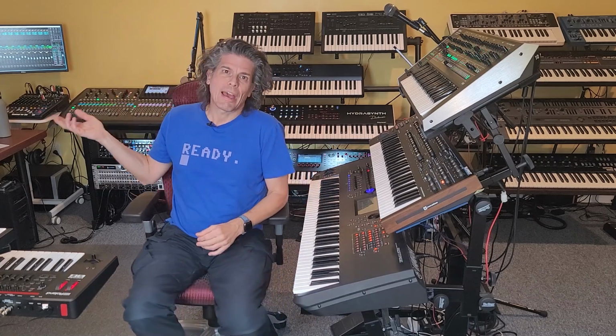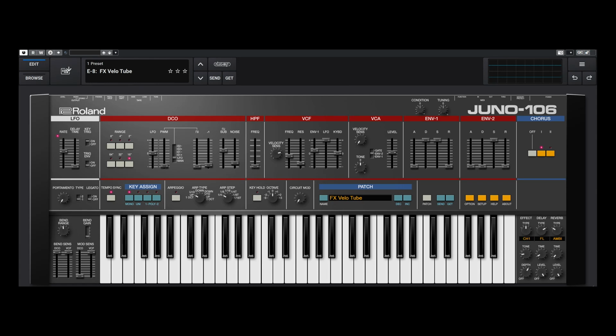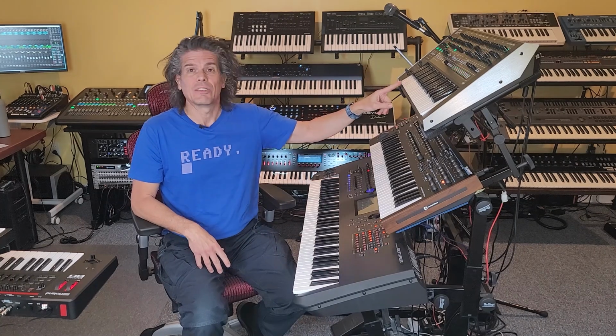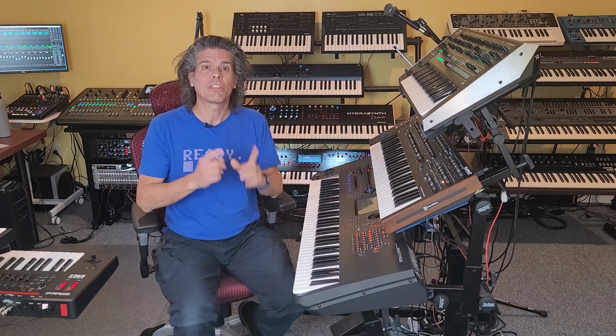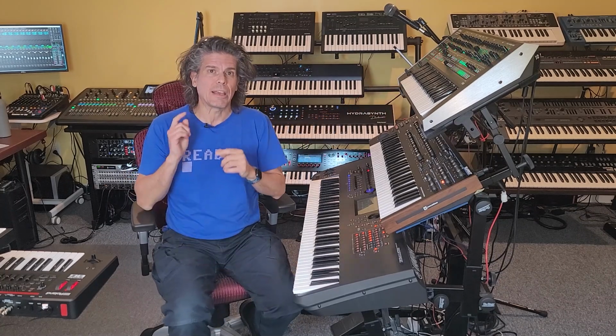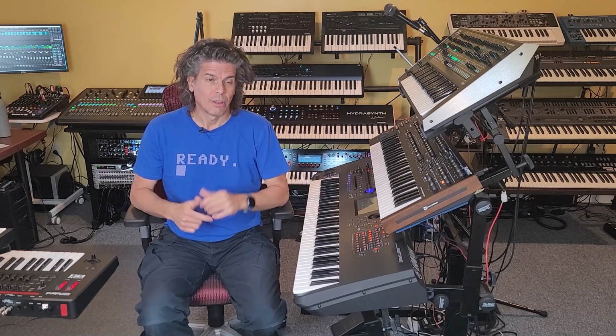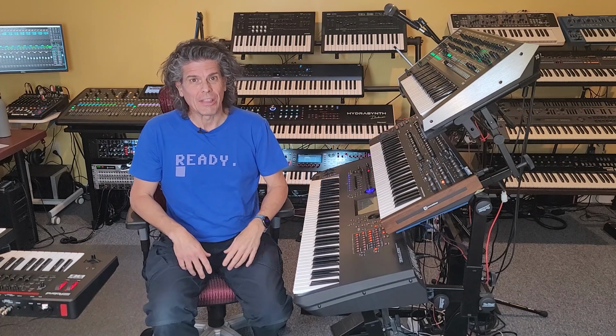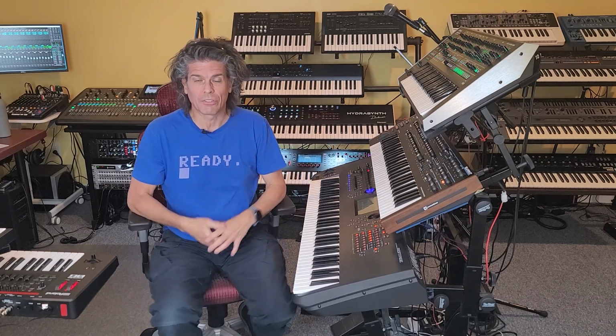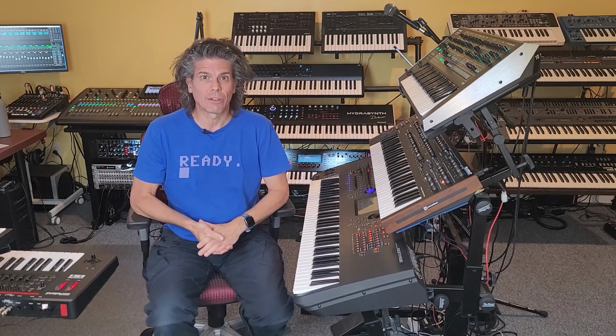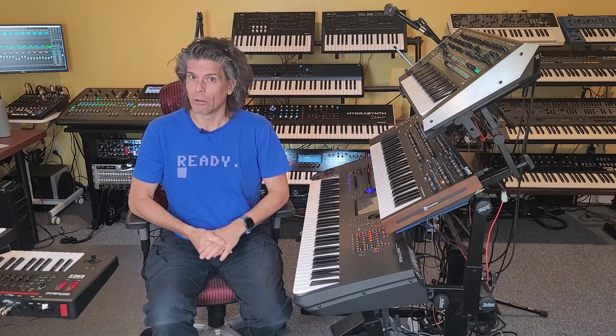And then, of course, we have the Juno-106 Roland Cloud VST, which is the same engine that's in the Roland System-8. It's ACB. So in theory, the Roland System-8 and the Juno-106 Cloud should sound identical. And if we extend that, they should also sound like the Juno-106. Clearly, all of them should sound like a Juno-106, but they don't. So let's go with the first challenge.